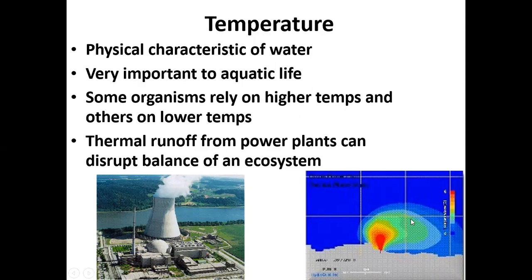And this can really affect how fish can't grow in this area because it might be too hot. Maybe E. coli or bacteria can grow in here because it's warmer, it can grow better. So you can see thermal runoff is what we call that, how that can affect an ecosystem quite a bit.